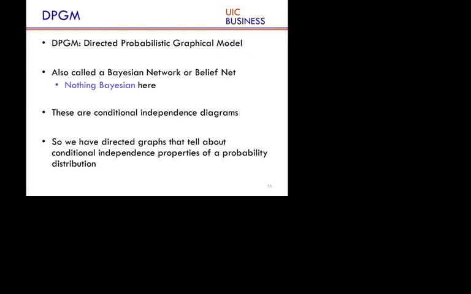We want to call them this because, as we will see, the graphs will try to encode some conditional independence properties of the joint distribution. You have a joint probability distribution, and you have a graph which somehow captures the conditional independence properties which are honored by the random variables of your joint probability distribution.